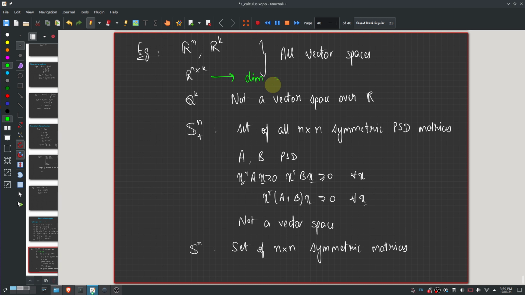Okay, so maybe we'll stop here. Think about it, think about both this case as well as this particular case. Okay, and we'll reconvene in the next class.